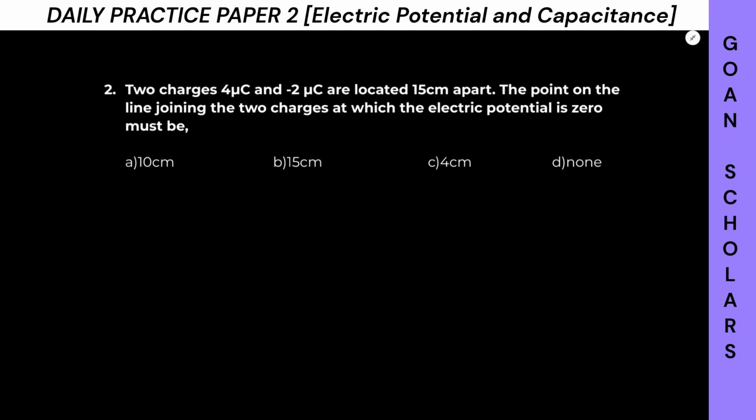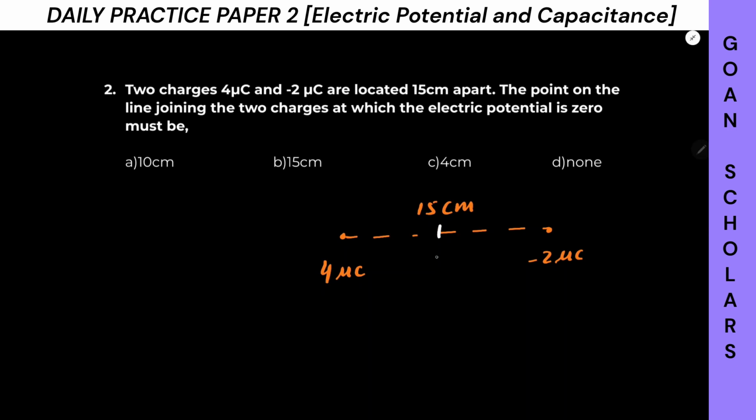Question 2 says two charges, 4 microcoulomb and minus 2 microcoulomb. Let me draw here. This is our 4 microcoulomb and this is our minus 2 microcoulomb. They are placed 15 centimeter apart, so the separation between them is again 15 centimeter. We need the point on the line joining the two charges at which the potential is 0.